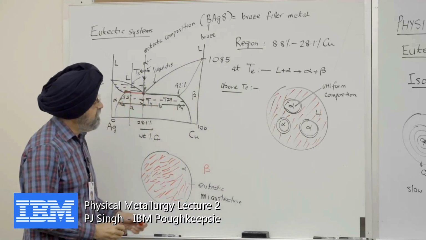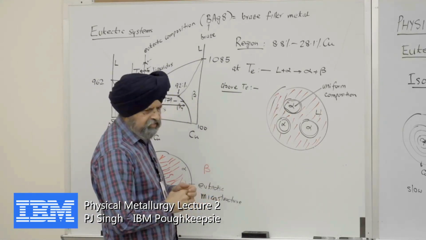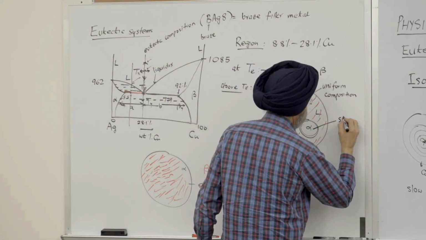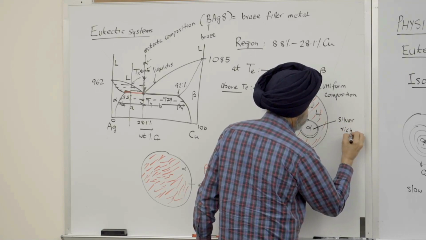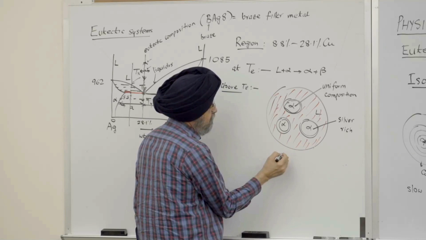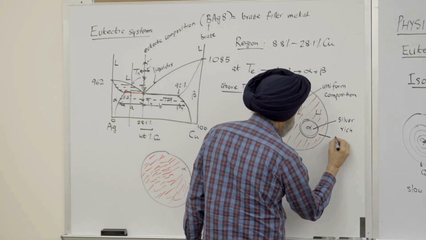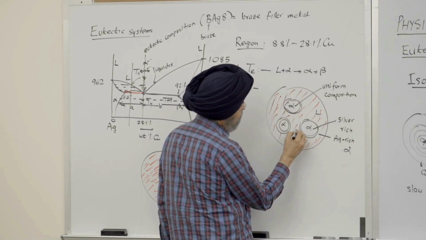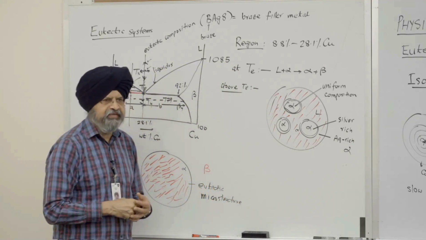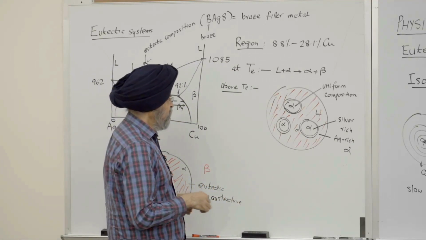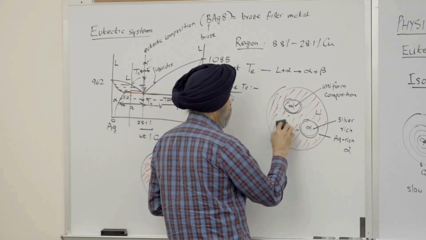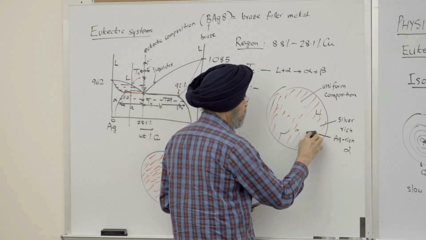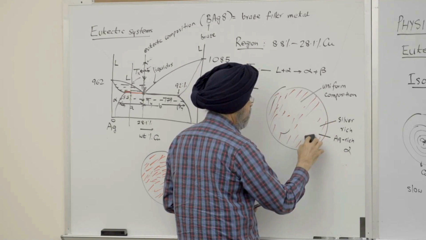So you'll see alpha, which is silver rich. And you'll see copper rich particles which are drawn in red. And this region is also silver rich, and this is also alpha. So you have alpha over here, you have alpha over here. It's the same phase, same composition. So in a way, I can just remove this feature. And of course, liquid is gone.